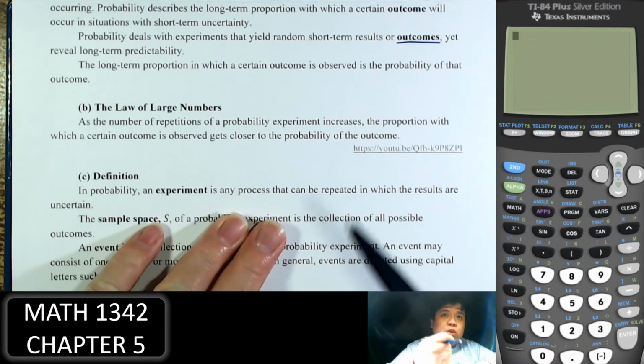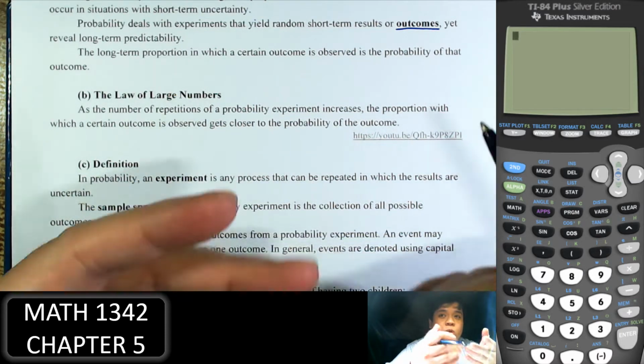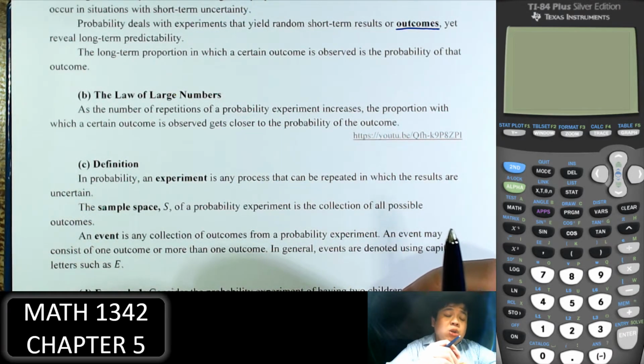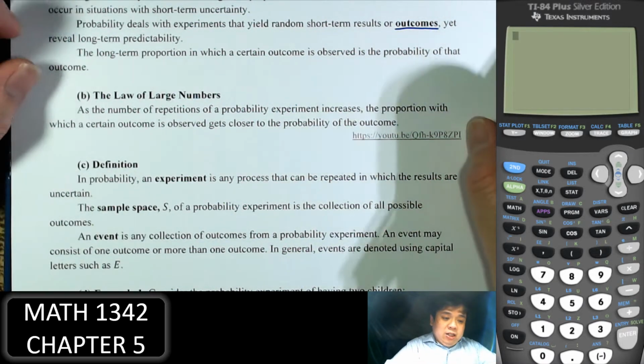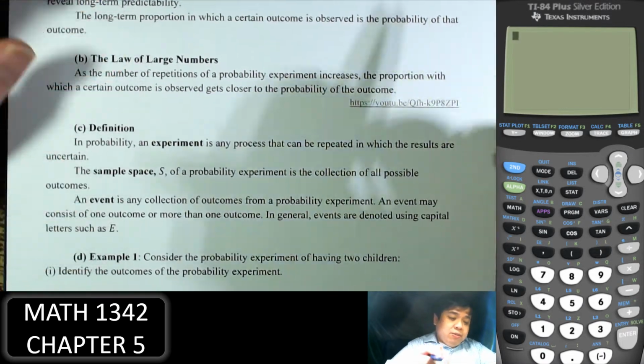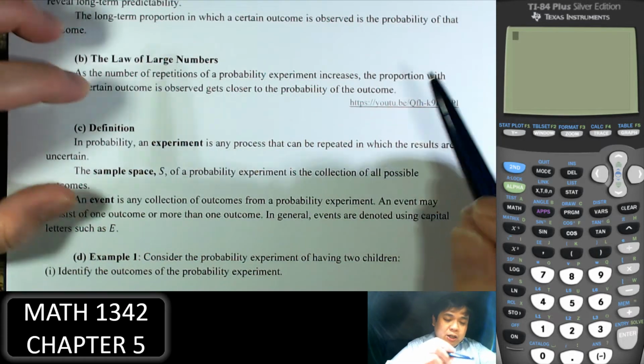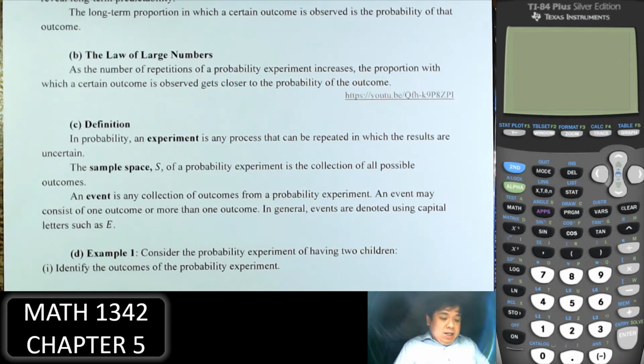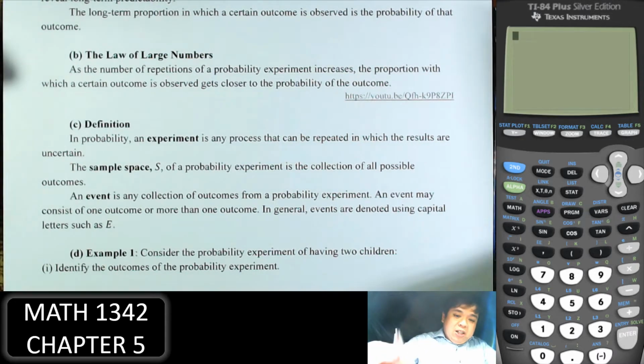If we flip the coin only 3 times, 4 times, the proportion might not be close to the actual probability of that event. Now, this is a more important definition.